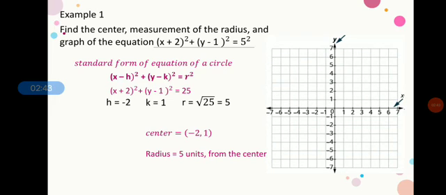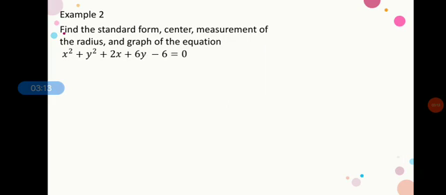Ano ibig sabihin ng 5 units from the center of a circle? First, locate natin asan ba yung center. So, this is your center. And then 5 units. 1, 2, 3, 4, and 5. So, that is the meaning of 5 units. 5 units pa kanan, pataas. Pwede rin 5 units pa kaliwa or 5 units pa baba. And then, connect lang natin tong points na to so we can have the graph of the equation. Napakadali lang, di ba?